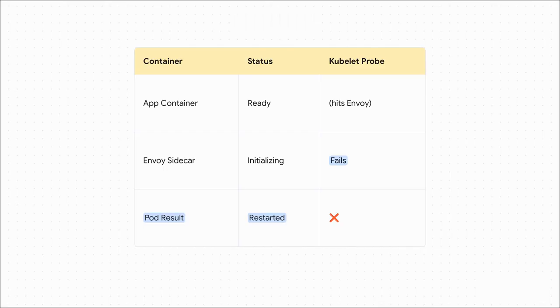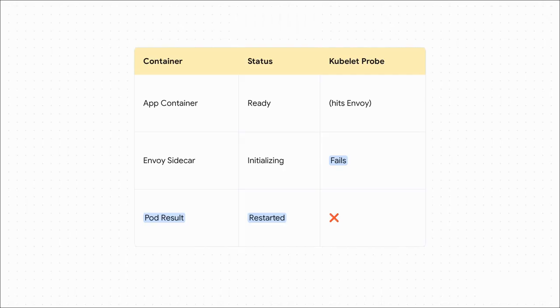Now, your application might be super fast, maybe it's ready to go in just a few seconds, but the Envoy sidecar might still be warming up, initializing itself. So along comes the Kubernetes health check, right? Kubelet is just trying to do its job, pinging your app's health endpoint, asking, hey, are you alive? Are you ready for work?